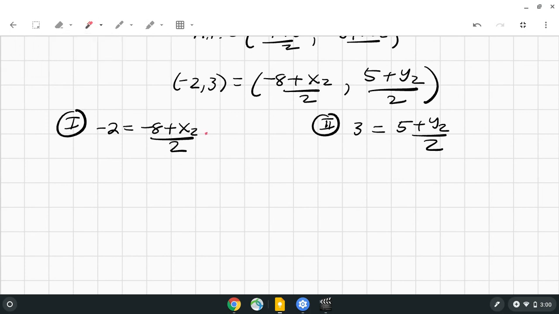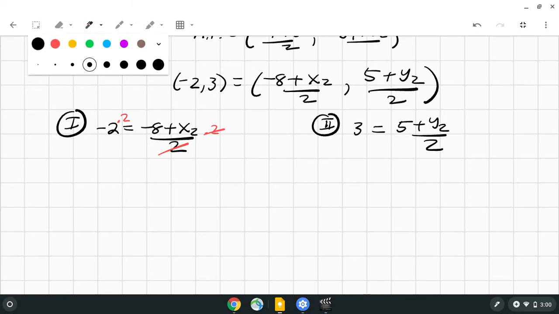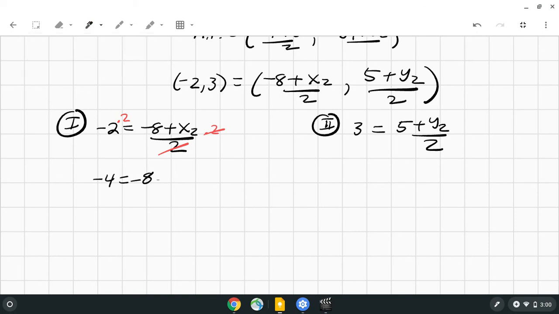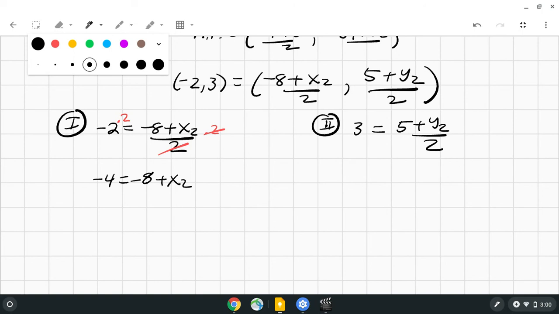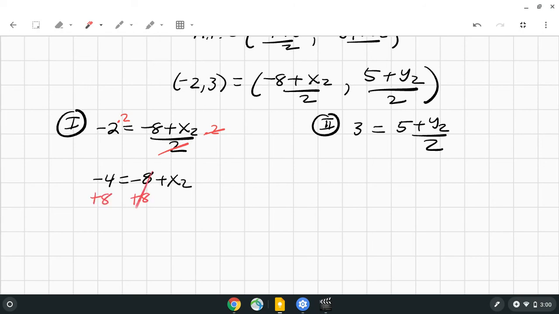So over here, I'm going to multiply both sides by 2 to clear my fractions. So that leaves me with negative 4 equals negative 8 plus x2. And now I'm going to add 8 to both sides. And I get x2 equals 4.